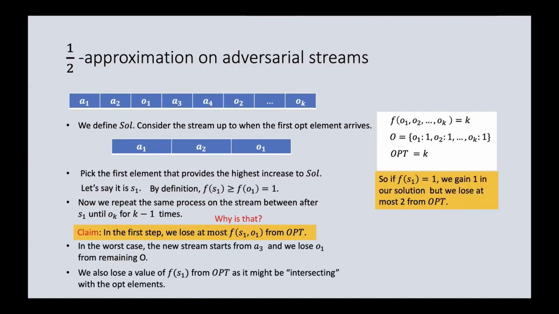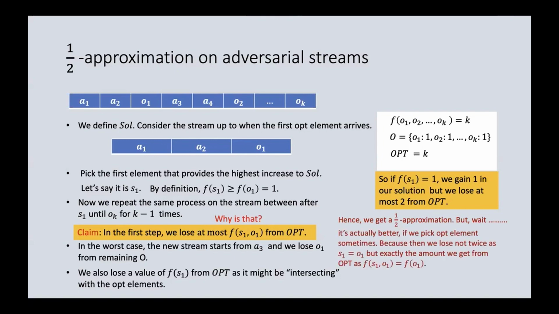So if the value of f of S1 was 1, we gained 1 in our solution, but we lost at most 2 from opt. Hence, applying this argument consecutive times, we would get that sol is a half approximation, but it's actually better if we pick opt element sometimes, and this is best seen by seeing the claim here.